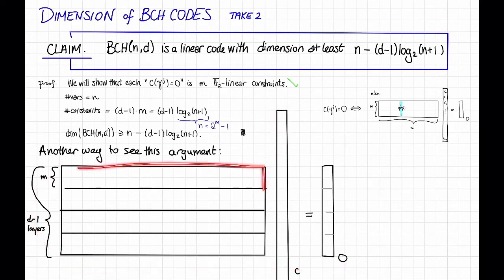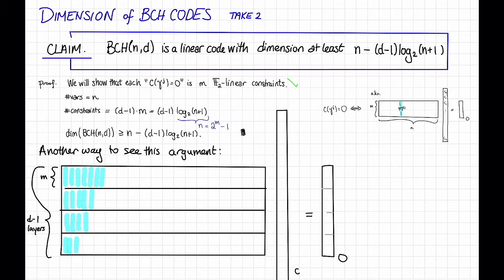This layer here stands for the constraint that c of gamma is equal to 0. So again, my columns are just the vectors phi of gamma to the i. The next layer is for c of gamma squared equals 0. So here's phi of gamma to the 2i, and so on. At the end of the day, I have this matrix, which has m times d-1 rows, because there are d-1 layers of m rows each.